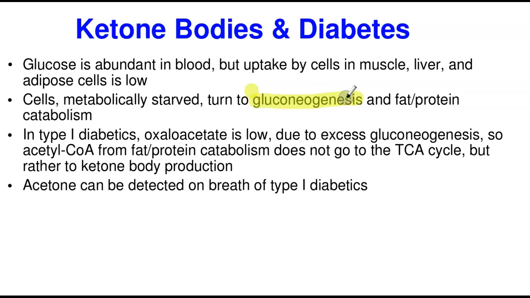Remember, the moment you begin to break down fat particularly, you begin to generate a lot of acetyl-CoA. So the use of fat as energy means generation of too much acetyl-CoA. And when there is too much acetyl-CoA that the body cannot process through the citric acid cycle, what happens? It will be channeled into ketone bodies. That is why people who suffer from diabetes mellitus usually have a lot of ketone bodies. So in type 1 diabetes, the oxaloacetate is low due to excess gluconeogenesis. So the acetyl-CoA from fat or protein catabolism does not go into the TCA cycle, but rather into the production of ketone bodies. Acetone, like I said, can be detected in the breath of individuals with type 1 diabetes.